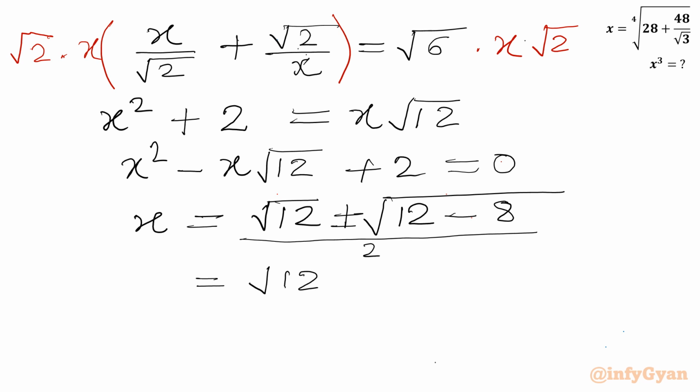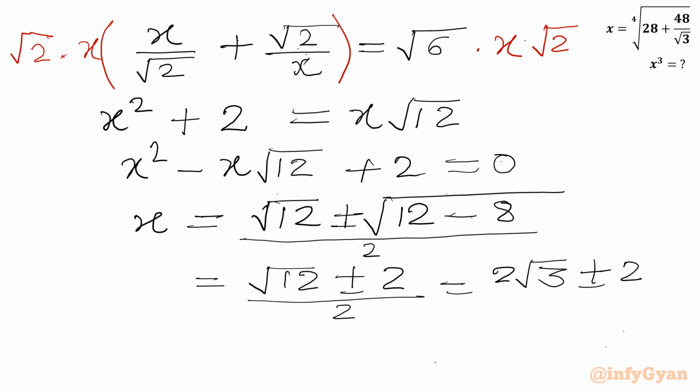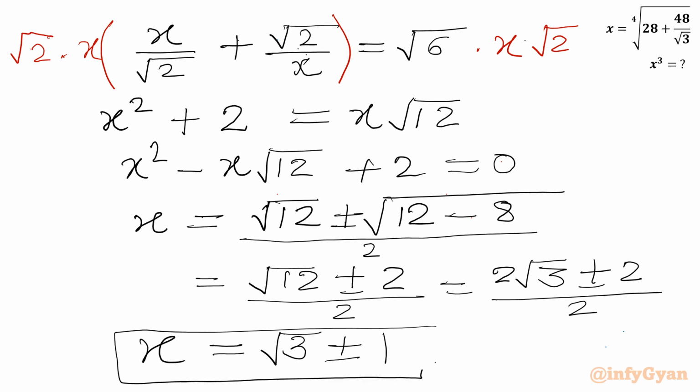Root 12, plus minus, this will be root 4, so I can write 2 over 2. Root 12 is 2 root 3, plus minus 2 over 2. So finally we have x equal to root 3 plus minus 1. Now x should be greater than 1. It cannot be less than 1. So I can write here x equal to root 3 plus 1, root 3 minus 1.